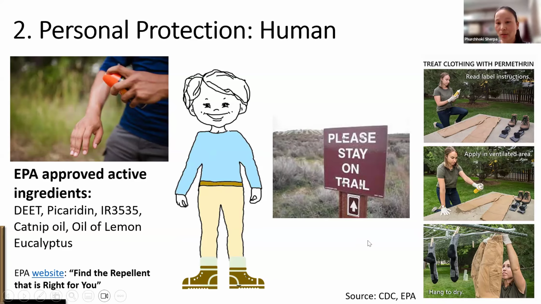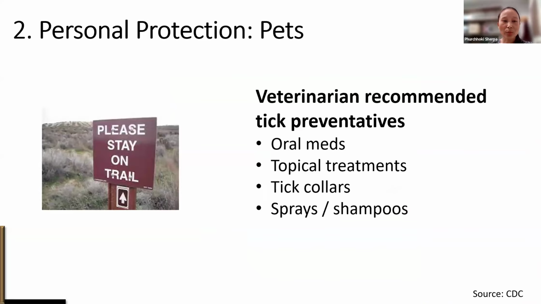And staying on the trails for sure. And if anybody wants, you can also buy permethrin in the market to treat your outdoor clothing. And when it comes to pets, especially dogs, staying on trail is, of course, good advice, but they don't know how to read the signs and they love to frolic around.